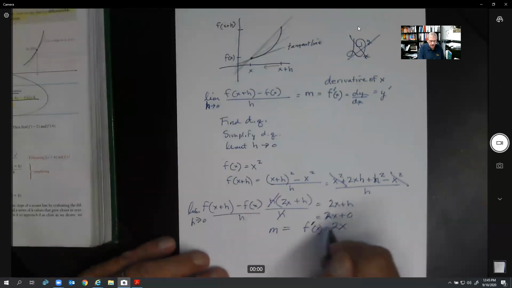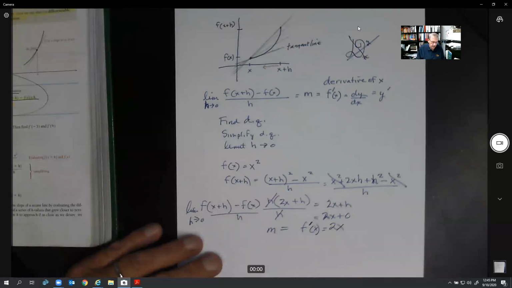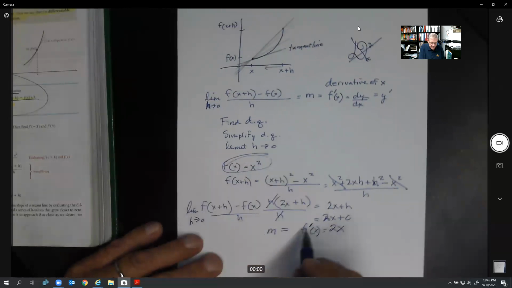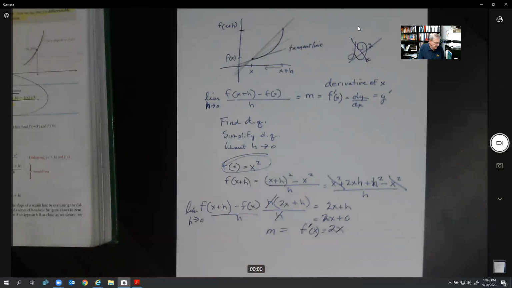So we know we took the derivative. This was the original problem. And now this is the derivative of that original problem, 2x. So what does that mean? Let me show you something on the next page.